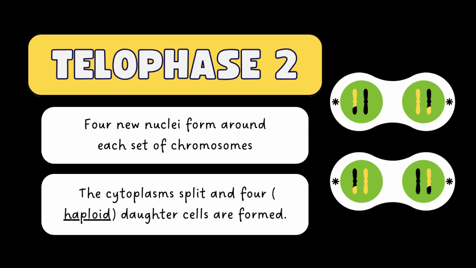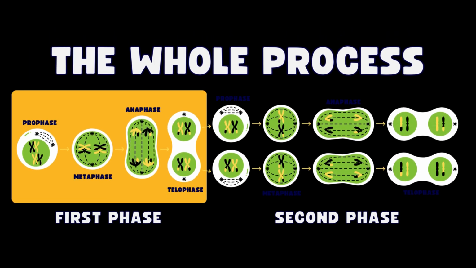Finally, in telophase II, the cells complete their division. The cytoplasm splits, and we end up with four haploid daughter cells. Each one is genetically unique and ready to become a sperm or egg cell.